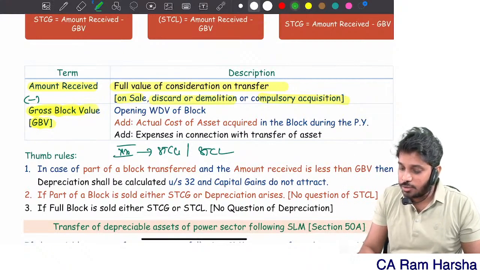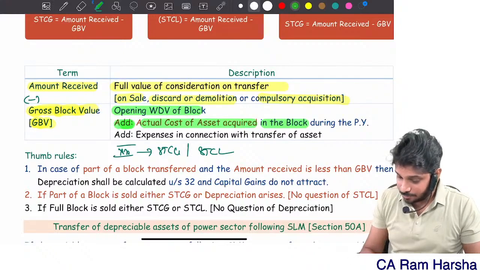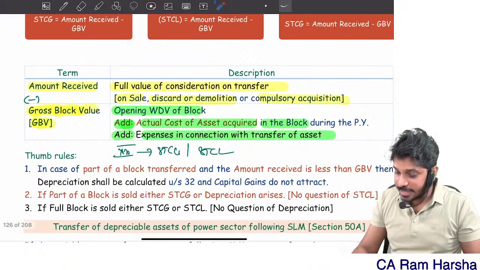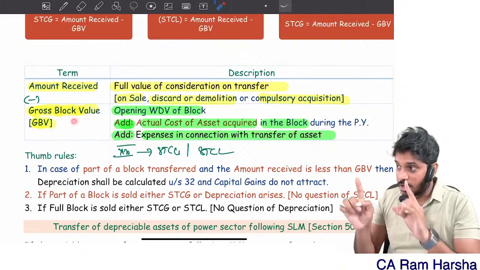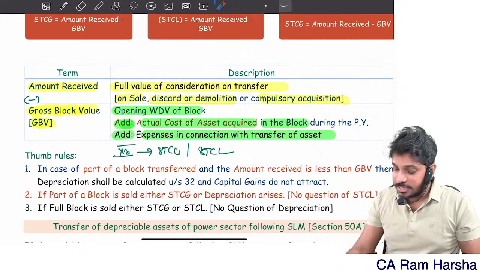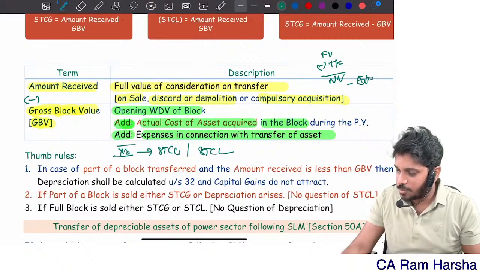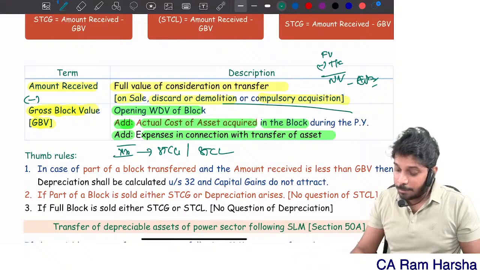What is gross block value? Opening value of the block, add actual cost of assets acquired in the block during the year, and add, very important, expenses in connection with transfer. For computation of capital gains, expenses incurred in connection with transfer shall also be treated as gross block value. So very simple: sale value, full value minus transfer expenses, is equal to net value, minus gross block value. That's how you can compute. But instead of that, you compare these three.